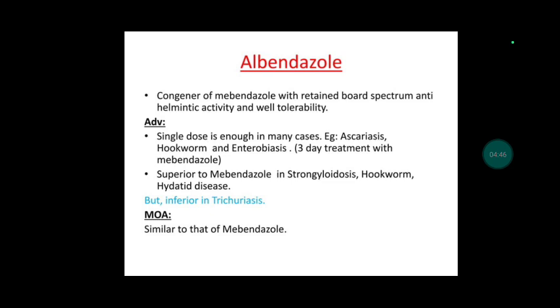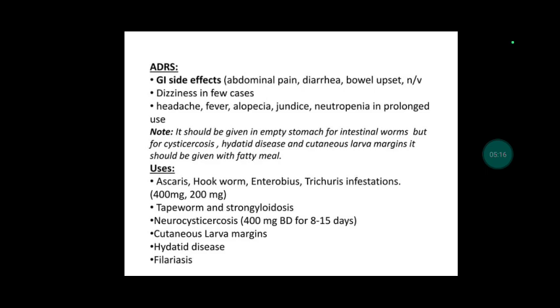Now next we'll see albendazole. It is a congener of mebendazole with retained broad spectrum antihelminthic activity and good tolerability. Now what is the advantage? A single dose is enough in many cases, for example ascariasis, hookworm, and enterobiasis, versus 3 days of treatment with mebendazole. Superior to mebendazole in strongyloides, hookworm, and hydatid disease, but inferior in trichuriasis. Now, the mode of action is similar to that of mebendazole.